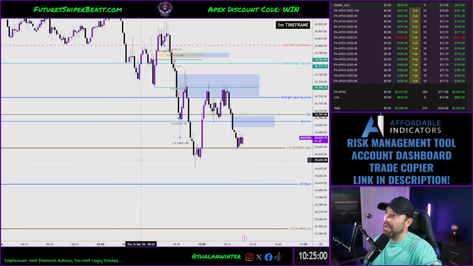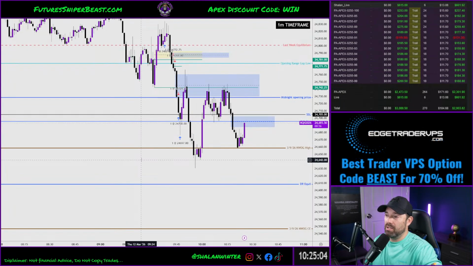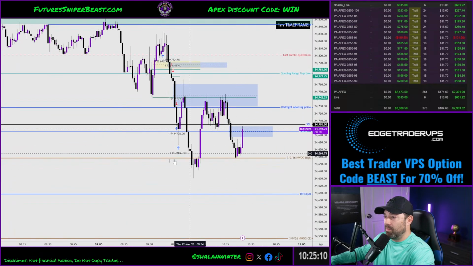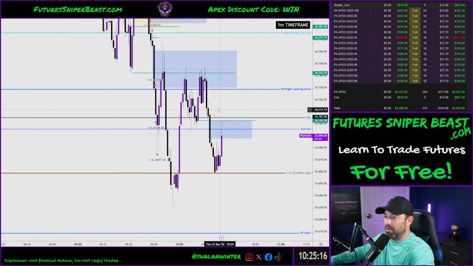All right, y'all. I guess I'm going to get ready to head off of here soon. All right. I am curious to see what happens in this fair value gap right here. But look at the overshoot. I'm telling y'all, watch this. Watch right here. Look at this. Boom. Can't make this up.